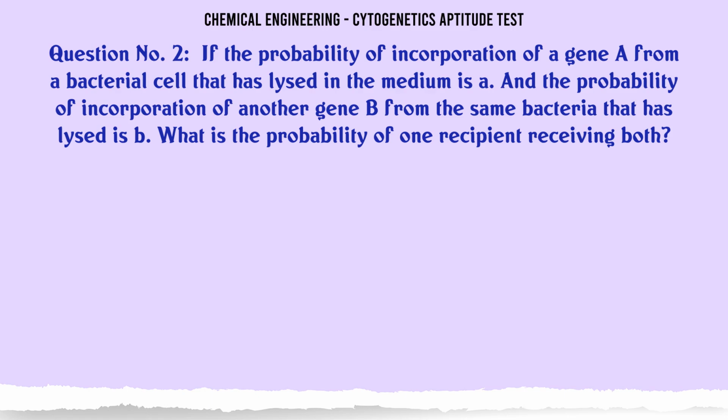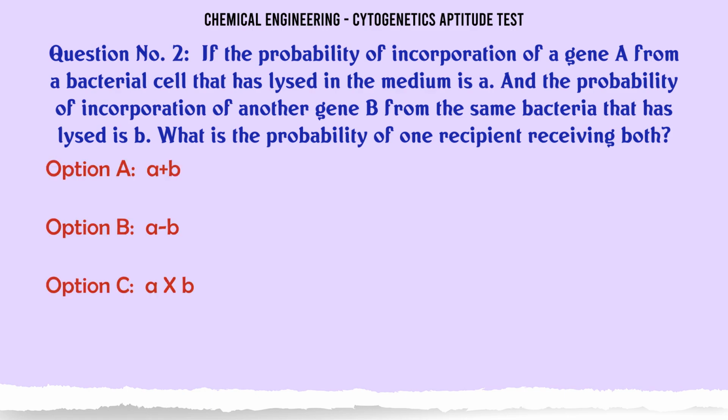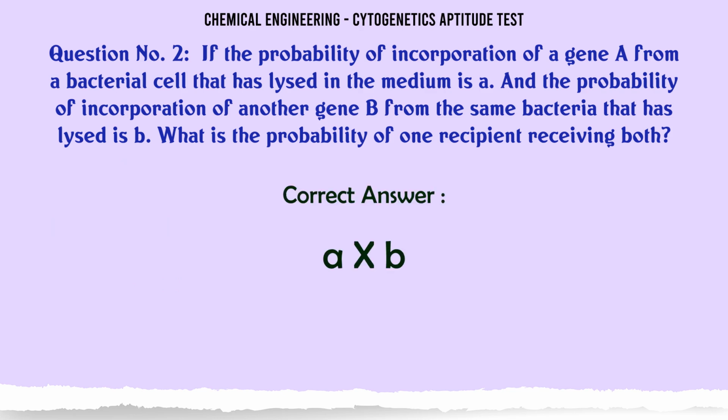If the probability of incorporation of a gene A from a bacterial cell that has lysed in the medium is A, and the probability of incorporation of another gene B from the same bacteria that has lysed is B, what is the probability of one recipient receiving both? A. A+B, B. A/B, C. A×B, D. A^B? The correct answer is A×B.